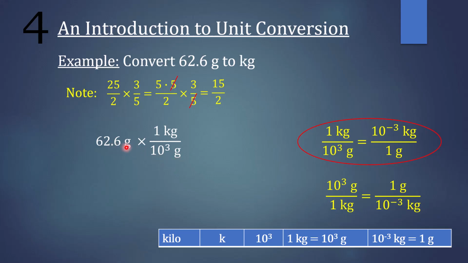This 62.6 grams is equivalent to 62.6 grams divided by 1 if I wanted to think of this as a fraction. So grams are in the numerator. I want grams in the denominator. And it doesn't matter which one of these two I use. I use this one. I could have used this one. Matter of fact, I think I do that in another example here in just a second.